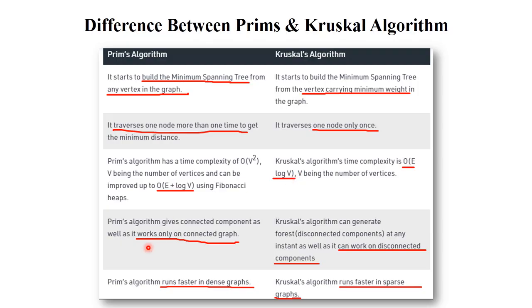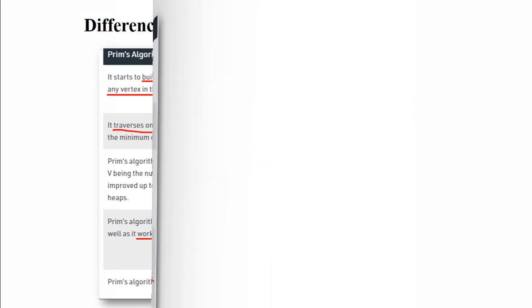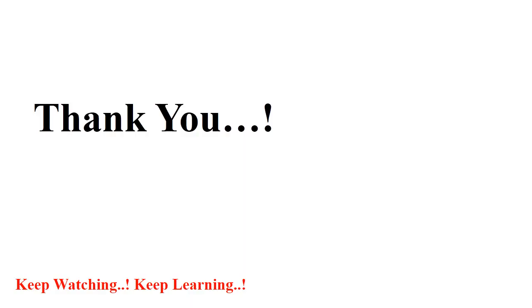Okay. Prim's algorithm works only on a connected graph. Kruskal algorithm can work on disconnected components also. So as per their algorithms, Kruskal algorithm is faster than Prim's algorithm. Okay. So this is the main difference between Prim's and Kruskal. Next. So you understand the concept of Prim's and Kruskal algorithm. Try to solve more examples of Prim's and Kruskal.